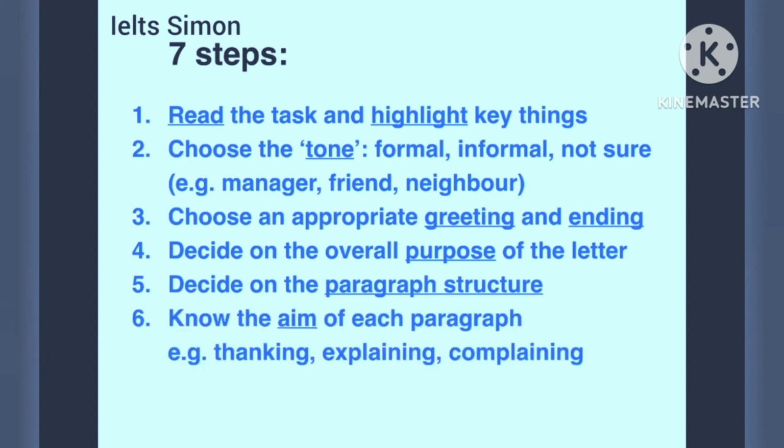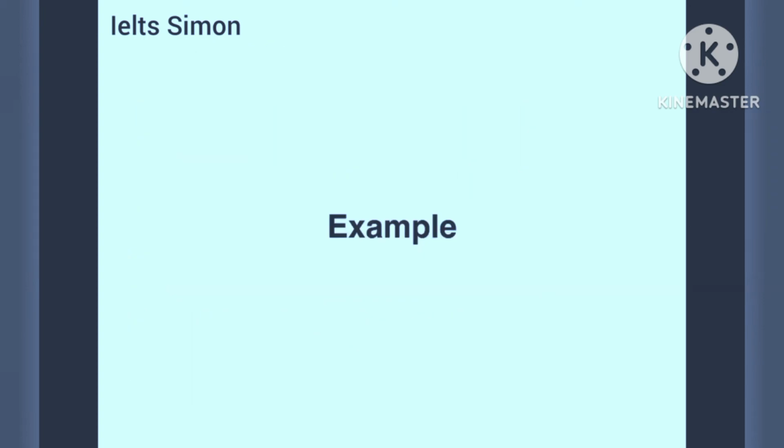Step 6, know the aim of each paragraph. What are you supposed to do? Are you supposed to thank someone, explain something, complain about something? You must fulfill the requirement of each of the points given on the task card. And finally, step 7, think of an idea for each point. You need something to write about, so you have to quickly think of a couple of ideas so that you can write something. Now let's look at these 7 steps in practice with a real example.